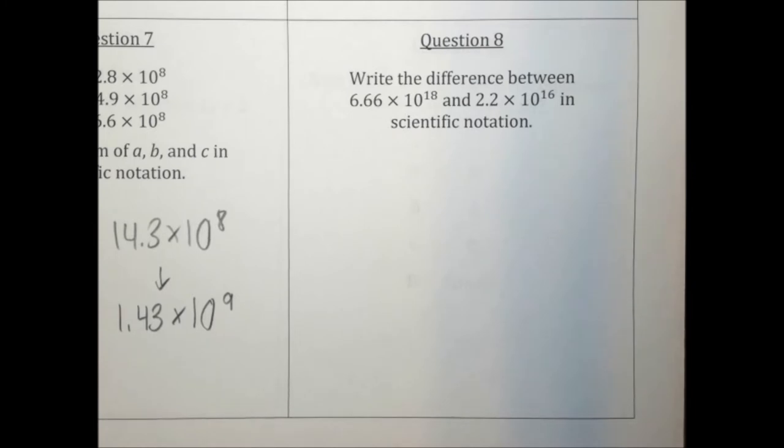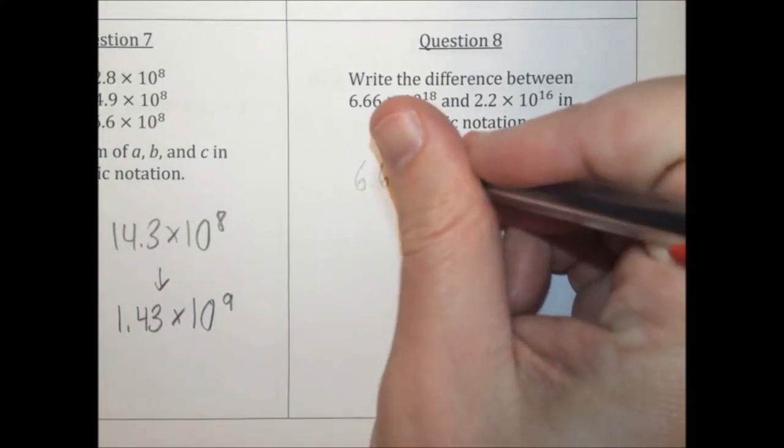Question 8. Write the difference between 6.66 times 10 to the 18th and 2.2 times 10 to the 16th in scientific notation. So let's subtract.